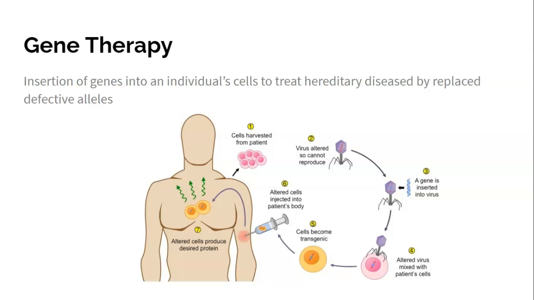So gene therapy is another biotech way to help with disorders and diseases. This is when you insert genes into an individual's cells to treat hereditary disease. So you can harvest cells from a patient and then alter the DNA in it and insert a new gene and mix that new gene with the patient's original cells. Now, of course, that cell then becomes transgenic, but then you insert the altered cells into the patient, and then the altered cells start to produce whatever protein it is that you're looking for.